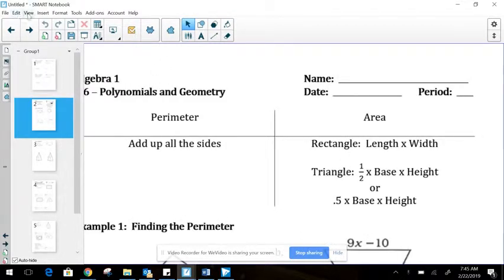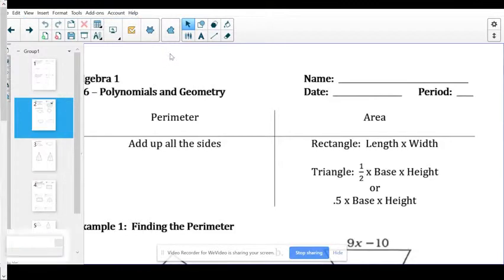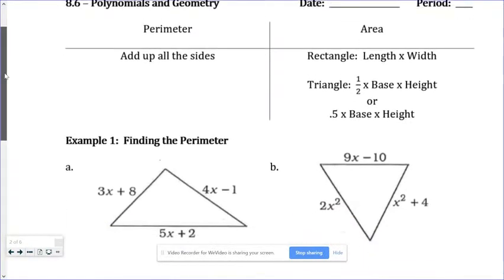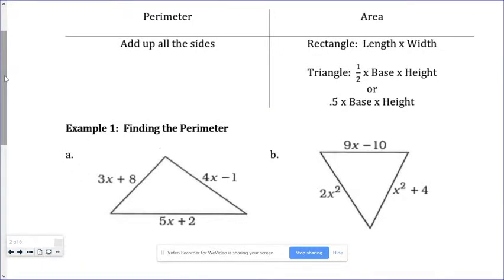Hi there. Today we are going to do our polynomials and geometry section. So we know the skills how to do this. So I'm going to put it all together and actually show you how the examples are going to work. So we have two things we would find today, perimeter and the area.